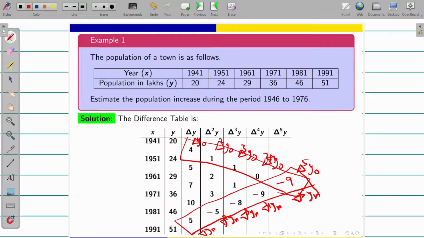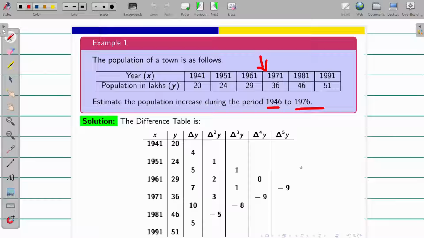So the first value in each of the differences will give the forward difference values, and from the last value in the table we can take the backward difference values. That's it, guys. Apart from that, there is nothing in this problem. It will be so easy to understand.